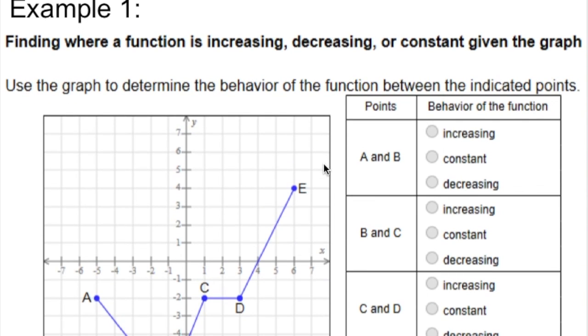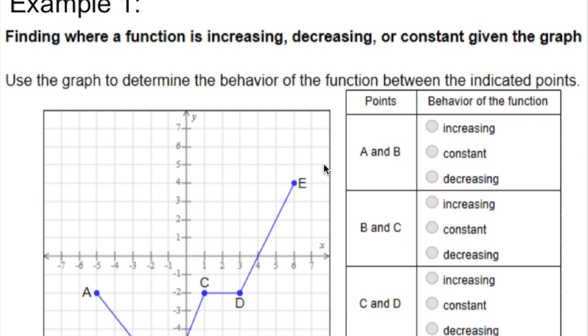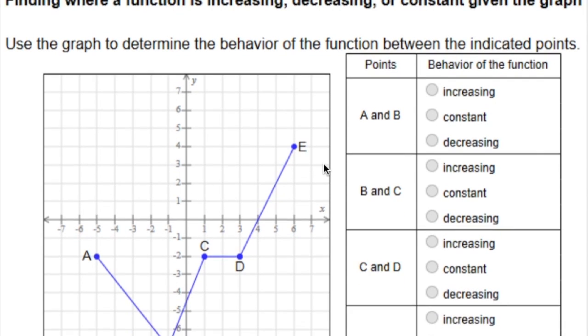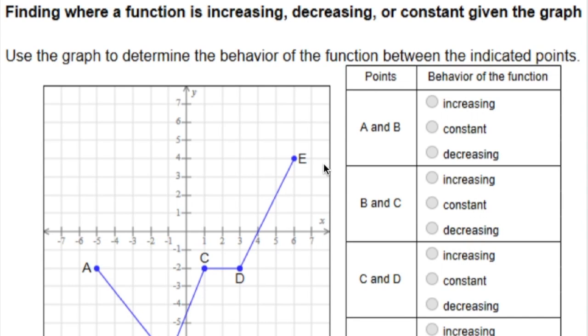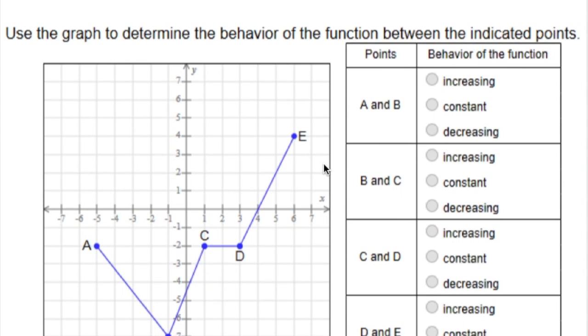So in example 1, we have this graph showing here. And what we're going to do is look at each segment of the graph and try to mark whether that segment is showing increasing, decreasing, or constant. So the first section that they want us to look at is the section from A to B. So we are looking at this section here.